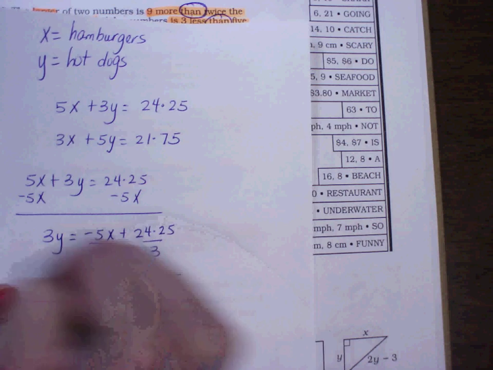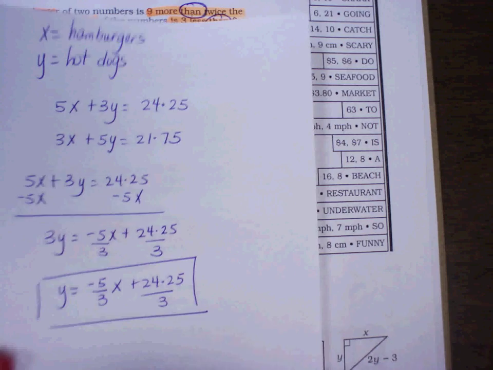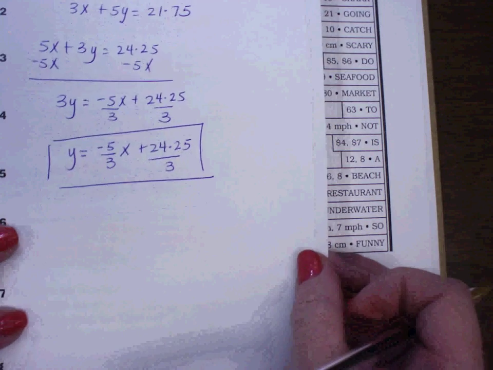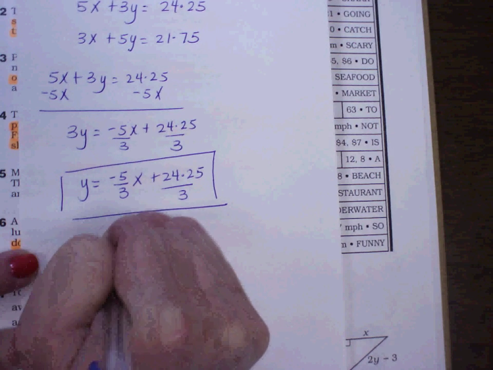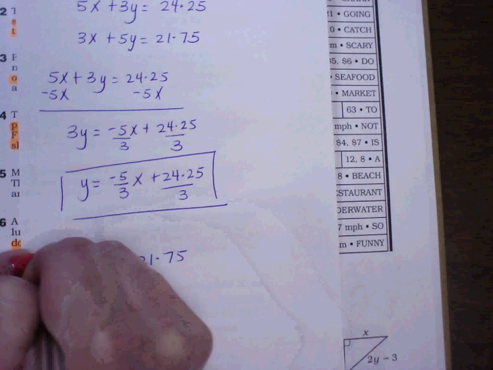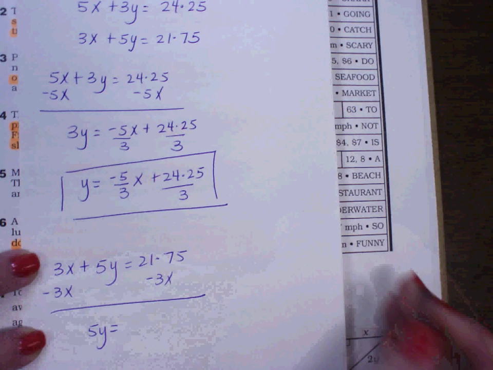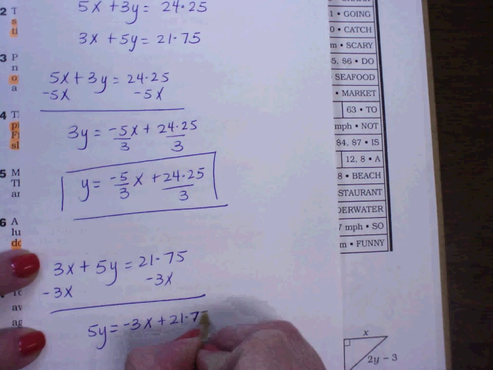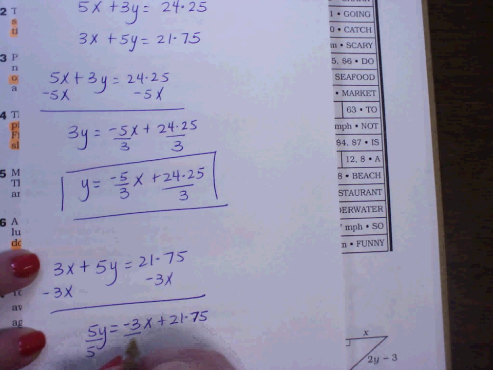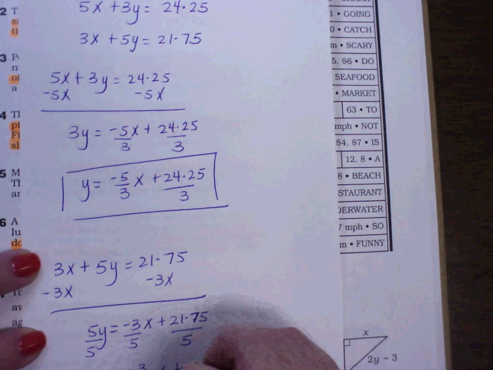Let's work on the second one. And you know how we all are about working smarter, not harder. All right. So 3x plus 5y equals 2175, minus 3x. 5y equals negative 3x plus 2175. And now I'm going to divide by 5. So y equals negative 3/5 x plus 2175 divided by 5.